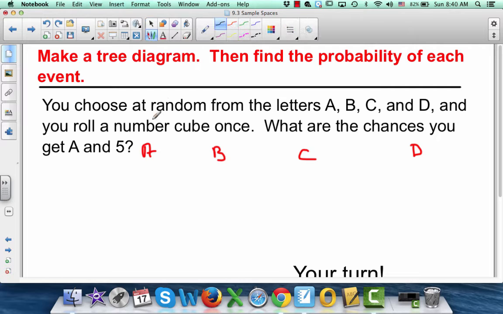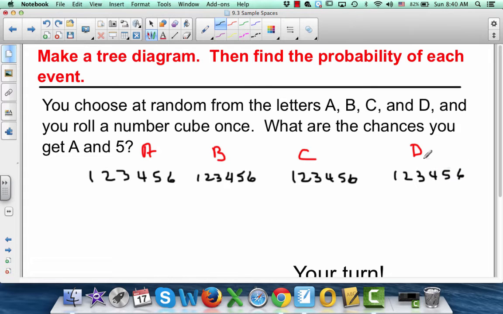Get a different color, and we come over here and write 1, 2, 3, 4, 5, 6 next to each letter. This is our tree diagram.